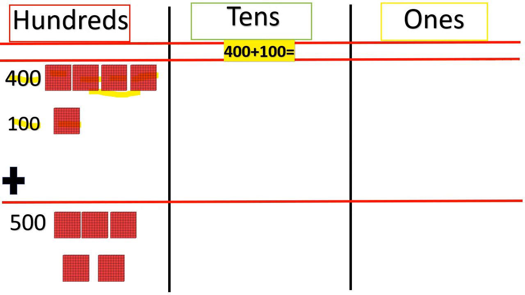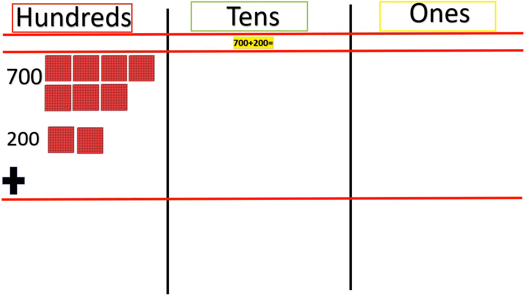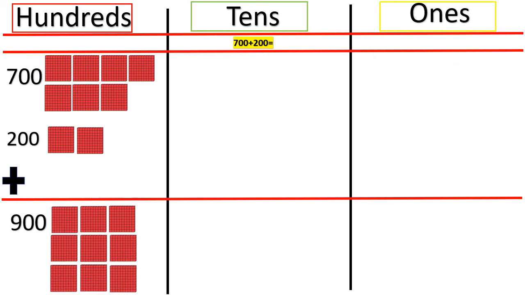Let's do another one together. 700 plus 200. Let's count our blocks by hundreds. 100, 200, 300, 400, 500, 600, 700, 800, 900. 700 plus 200 equals 900. Great job.